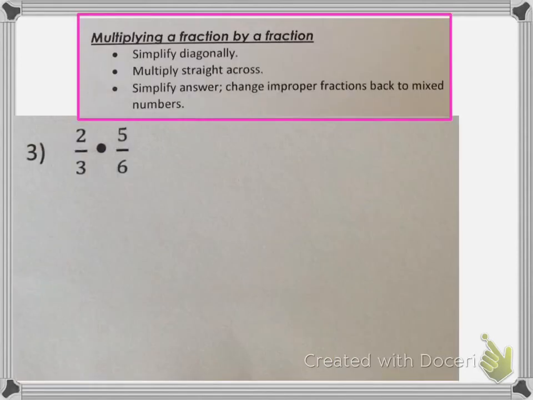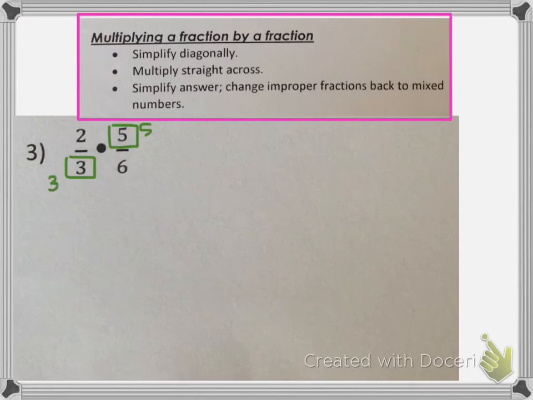Now let's try multiplying a fraction by a fraction. It sounds like it would be harder, but it's actually easier because there are fewer steps. Both numbers are already in fraction form, so we just move ahead. We're going to simplify diagonally. So let's look at our diagonal pairs. I have 5 and 3. Is there anything that goes evenly into both 5 and 3 other than 1? No. So those numbers stay the same.